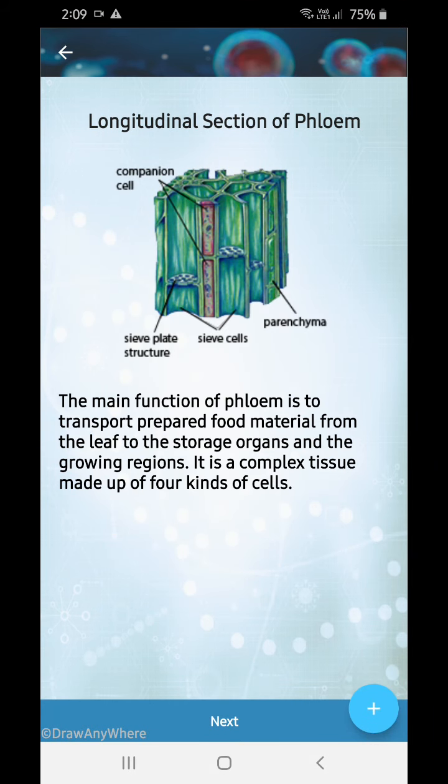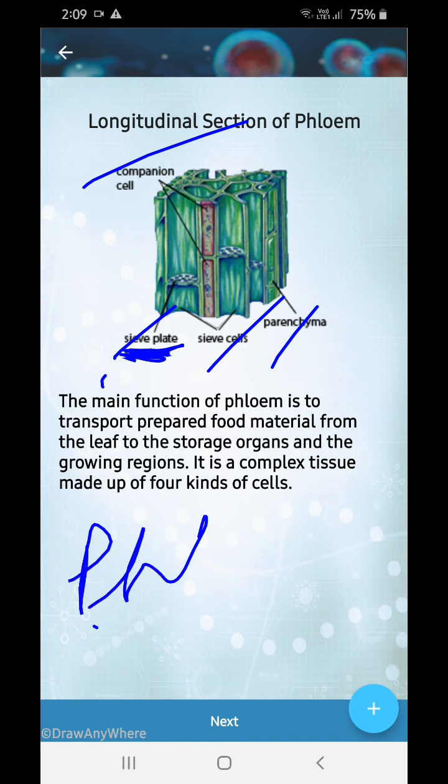Next, the main function of a phloem is to transfer the prepared food material from the leaf to the storage organs and the growing regions. Growing regions for what? Taking up food. And storage for what? Storing food. Simple. This is a complex tissue as it is made of 4 kinds of cells. Now what are these 4 kinds of cells? Companion cells, sieve plates, not structure. Don't write structure. Sieve plate, sieve cells, parenchyma. And phloem fibers are also there, okay? I'm writing the spelling, okay?